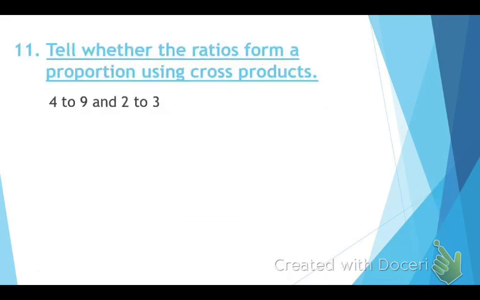Tell whether the ratios form a proportion using cross products. So specifically, we're going to use cross products for this one. We've got 4 to 9 and 2 to 3. Remember with cross products, you're going to circle them diagonally. Okay, so on the left side, we've got 4 times 3. On the right side, 9 times 2.